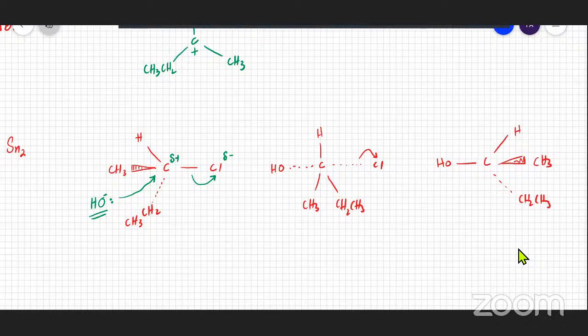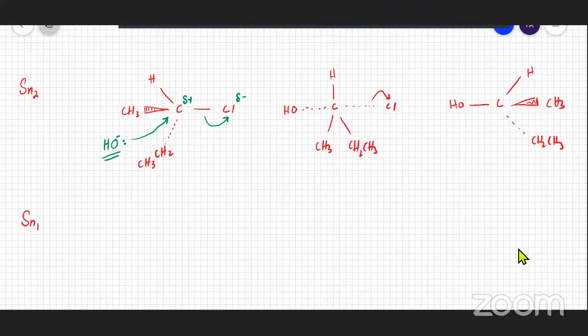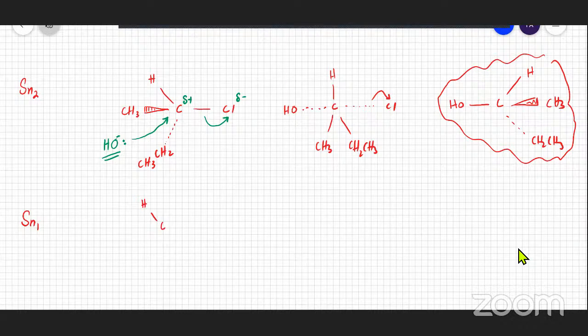But if this reaction was happening using the SN1 mechanism, then in the SN2 one you're always getting the same type of optical isomer. But let's say you had the SN1 mechanism going on. Now in SN1, let's say it's the same molecule, and in that case you had CH2, CH3, and you've got Cl on the side. Now in the SN1 mechanism, the Cl would break off first.